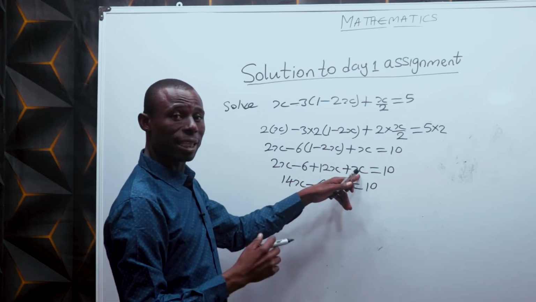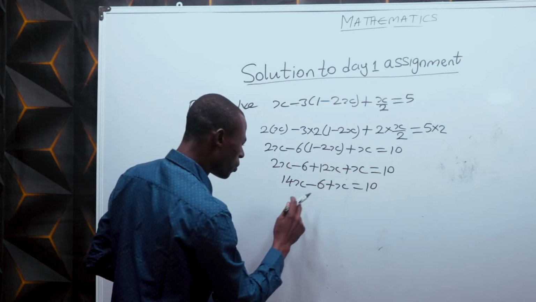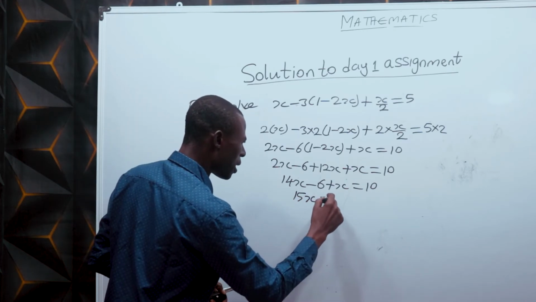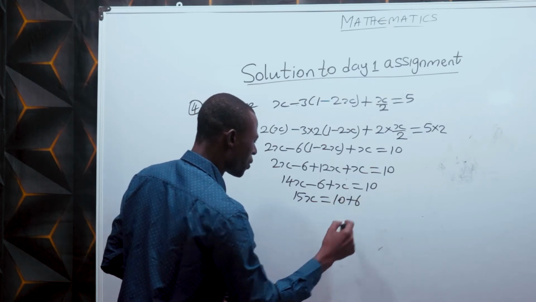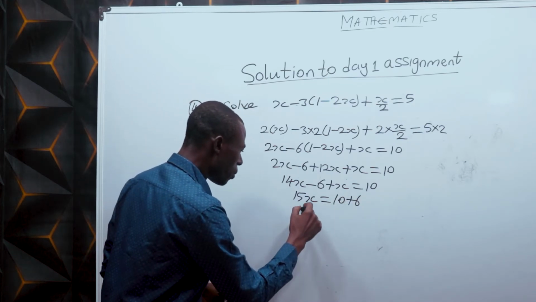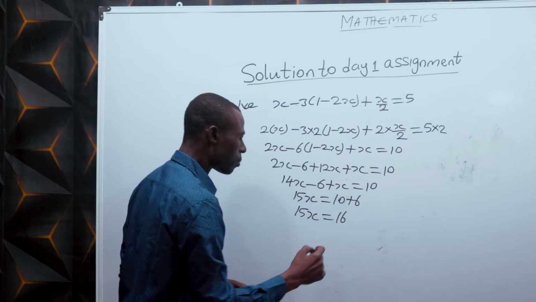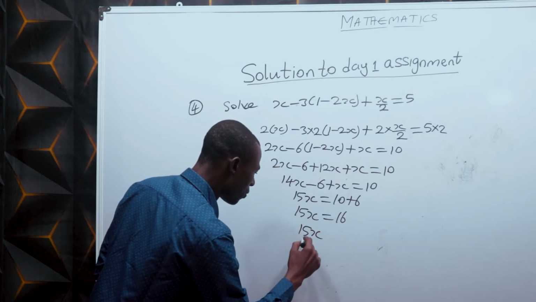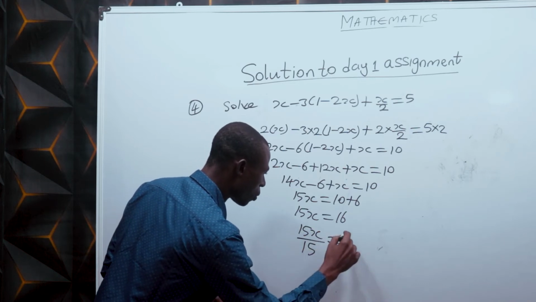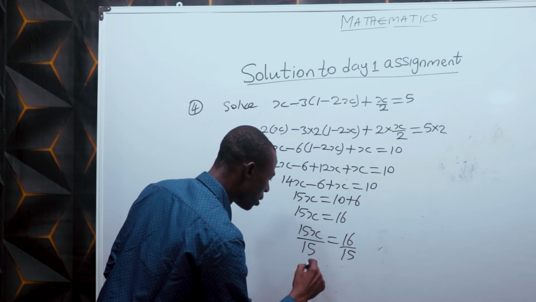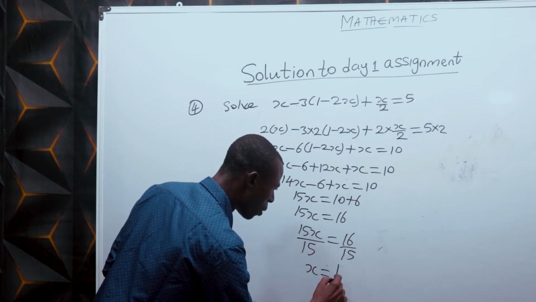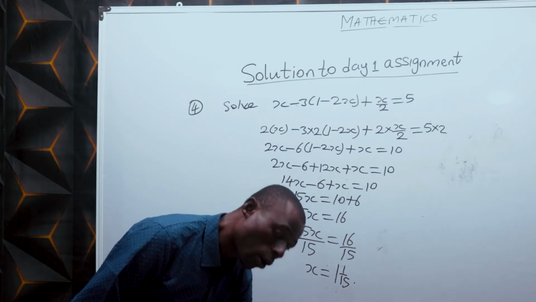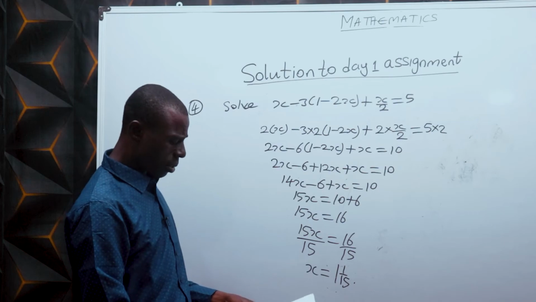My eyes escape this x, but it cannot escape. 14x plus x, 15x. We have 15x equals 10 plus 6. We have 15x equals 16. Dividing both sides by 15, we have 15x over 15 equals 16 over 15. X then equals 1 whole number 1 over 15. That is the end of the solution to the assignment.